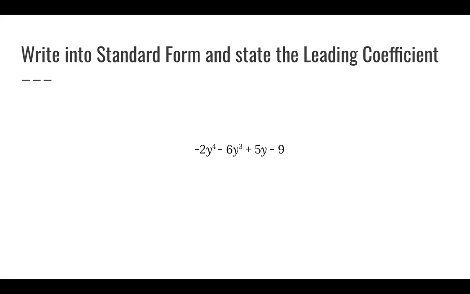plus 5y, minus 9. Now that I have it in standard form, the leading coefficient will be the first term, or the number in front of my variable with the largest exponent. So the leading coefficient is negative 2.